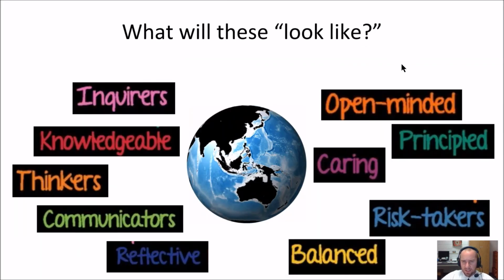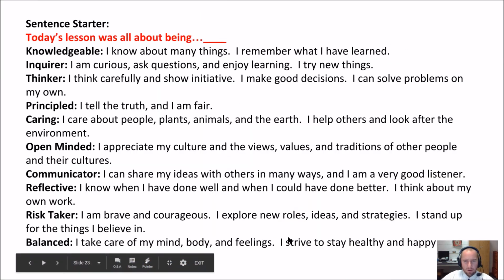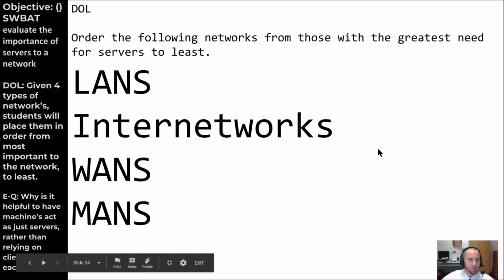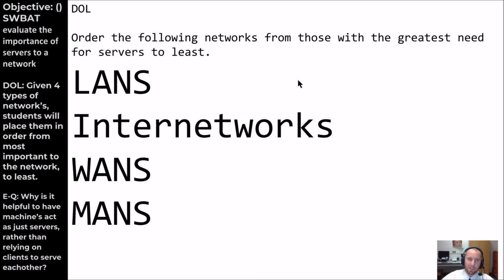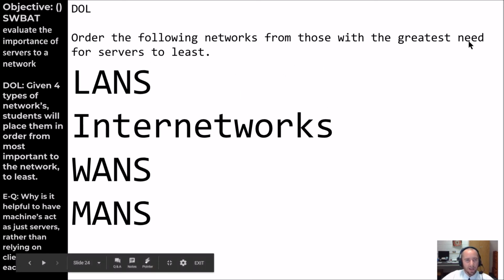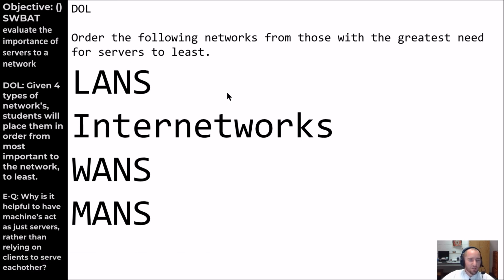So we're at the end of the lesson. Pick an IB attribute to compare to today's lesson. We're learning all about networks and servers, right? And then a very simple DOL today. Just order these based on the greatest need for a server to exist to the least.